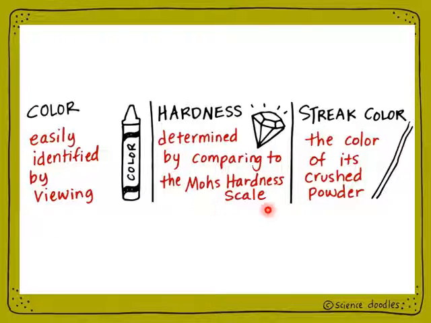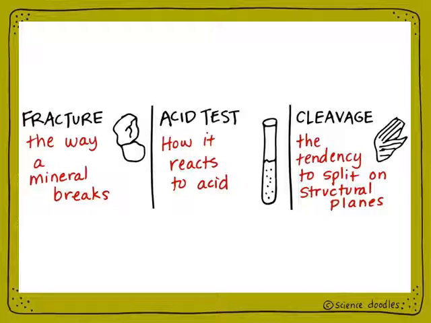Hardness is determined by comparing it to the Mohs hardness scale. So again, you would scratch it against stuff and see how it fell on that 1 to 10 scale. The streak is the color of its crushed powder. Fracture, this is one we haven't talked about yet. This is the way a mineral breaks. So when we hit it with a hammer, does it look very crumbly and uneven, or does it break on a straight line?